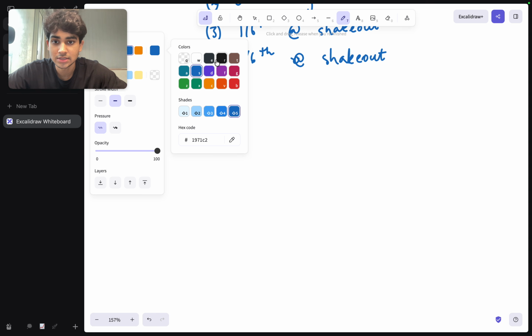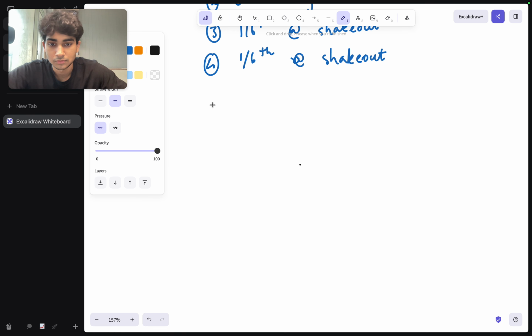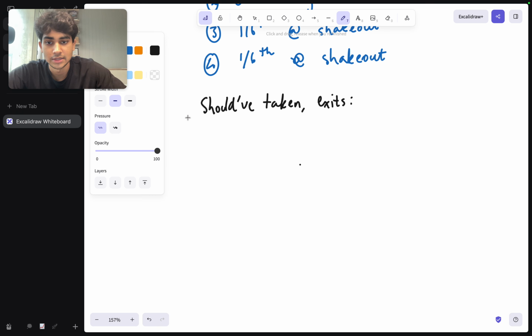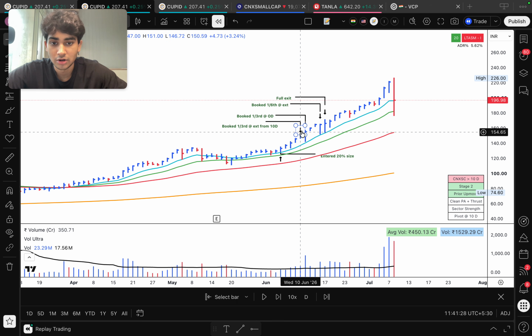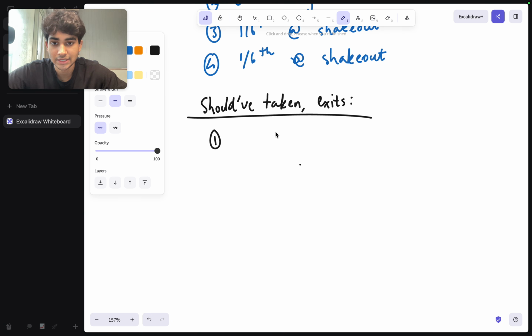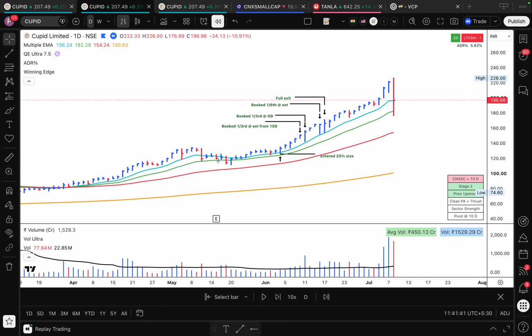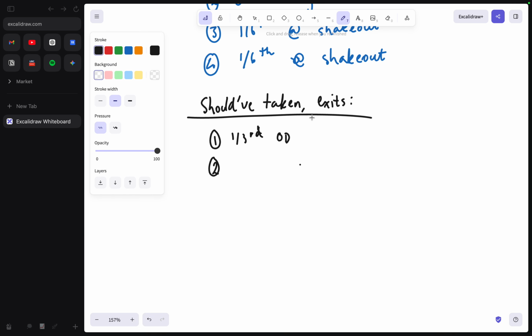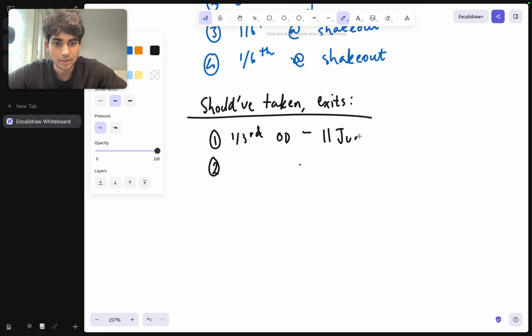So I'm going to make this black. Should have taken exits. All right, let's break this down. One, the first thing that I should have done is I should not have sold here. I should have sold on this particular outside day. So my first 1/3 would have been at the outside day, on the 11th of June. Okay, that's what I would do.